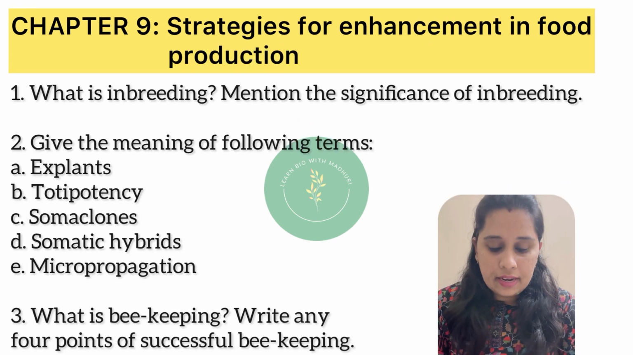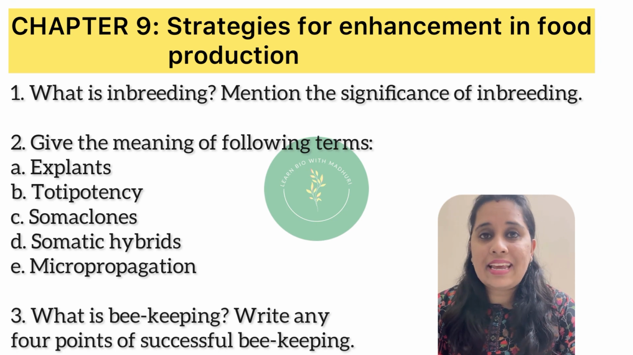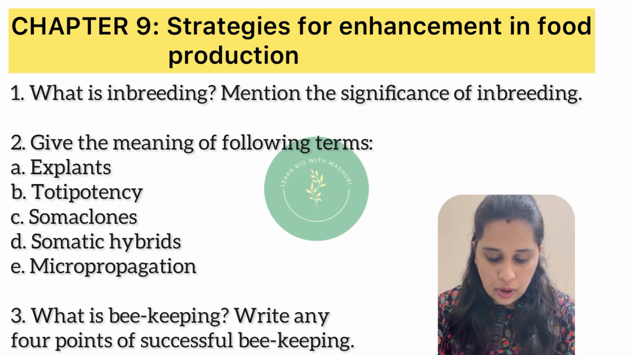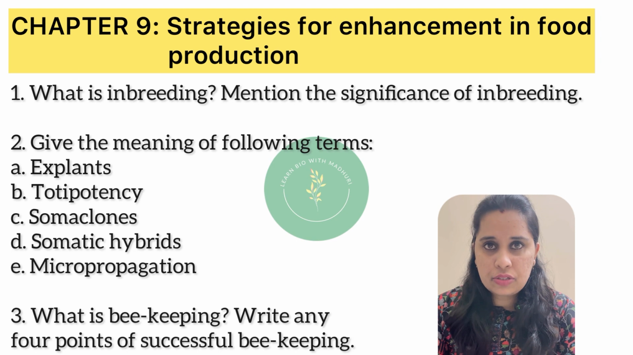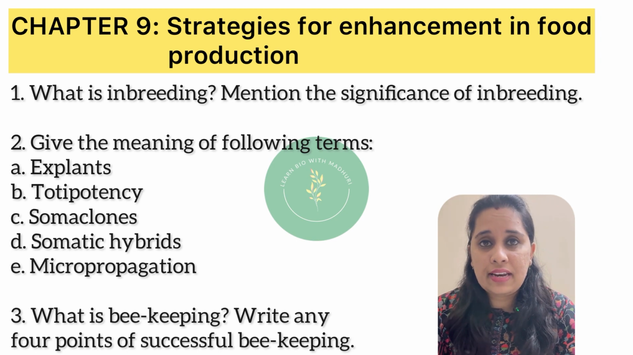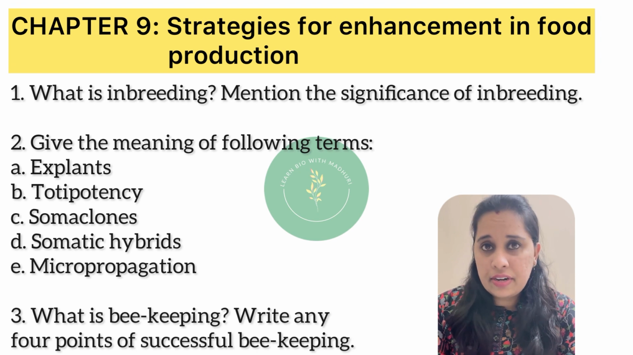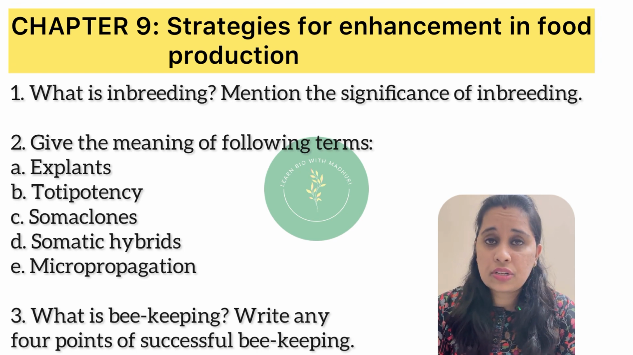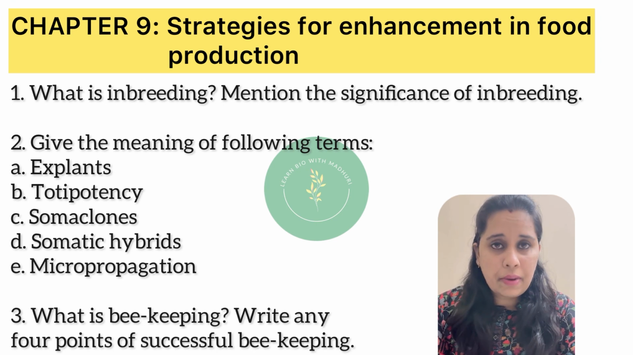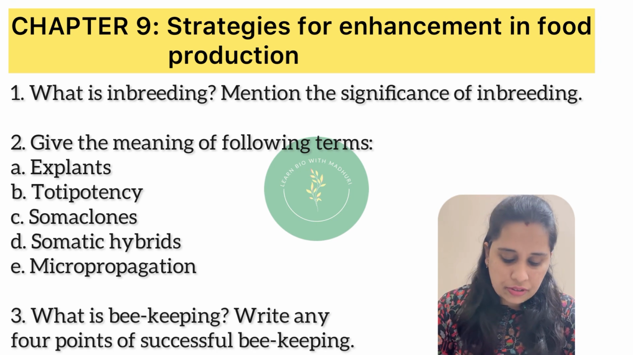Chapter number 9, strategies for enhancement in food production. So question number 1, what is inbreeding? Mention the significance of inbreeding. Question number 2, give the meaning of following terms. So you have to define, like it's one mark each. You can see on the screen 5 different terms they have given: explant, totipotency, soma clones, somatic hybrids, micropropagation. Okay, you have to define.